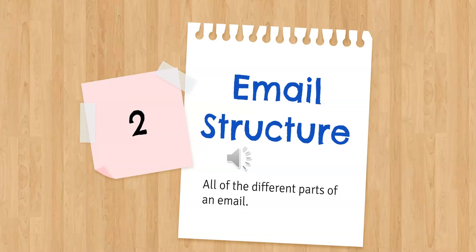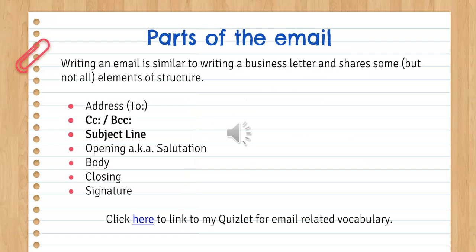Part 2. Email structure. All of the different parts of an email. Parts of the email. Writing an email is similar to writing a business letter and shares some, but not all, elements of structure. Parts of an email include an address line, CC and BCC, that would be carbon copy and blind carbon copy, a subject line, an opening, also known as a salutation, body, closing, and signature.